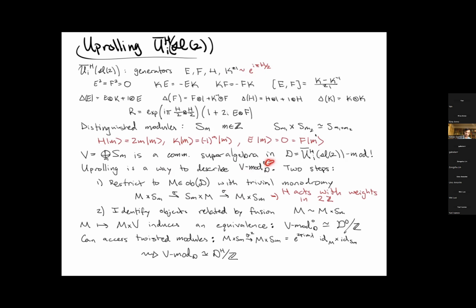This uprolling procedure is a way to describe modules for this superalgebra object that are contained in the category D. That's this thing I'm calling V-mod sub D zero. Zero is something we'll get to in just a second, but this bottom part is meant to denote V modules that are contained in the category of modules for the unrolled restricted quantum group.